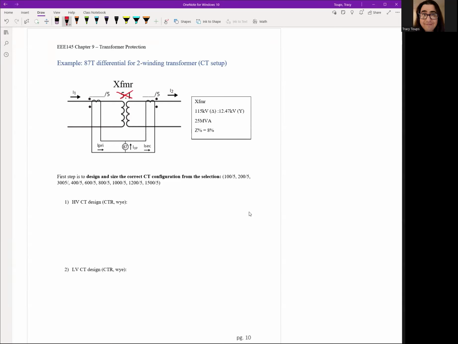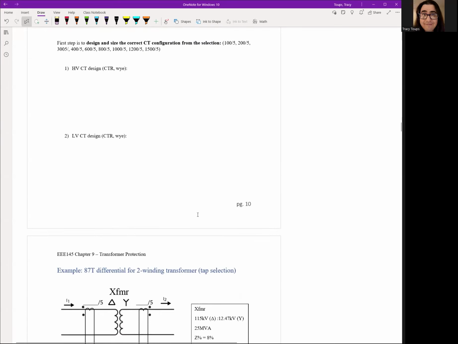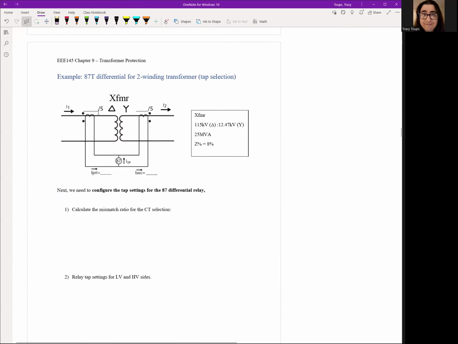I want you to pick the correct high voltage CT side. Remember, you have 25 MVA, you've got your 115 kV. You could figure out your load current first and then select your CT accordingly. Same thing for your low voltage CT. Figure out your load current on the low voltage side and choose the best CT ratio. Remember, we want to stick to that 5 amp level, but we don't want to go over the 5 amp. Okay. So pick the closest one you can. Once you've got those two picked, pull them over here.